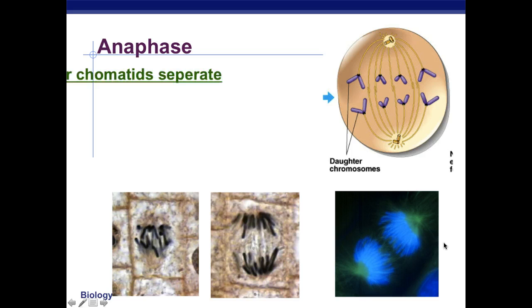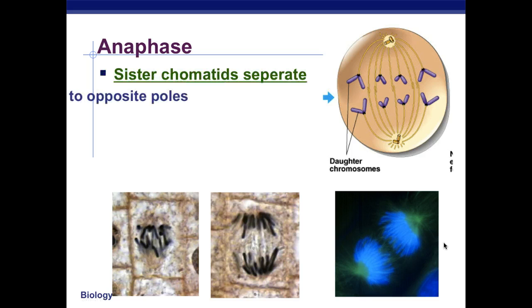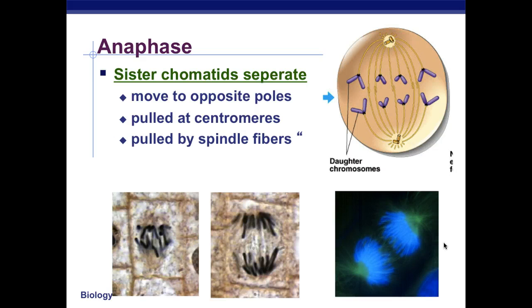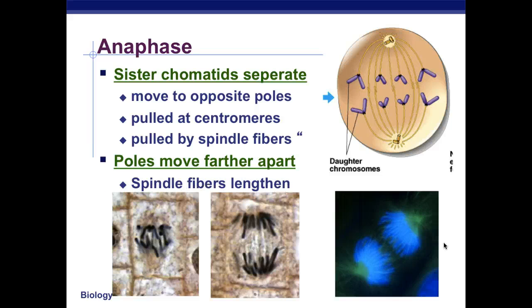In anaphase, the sister chromatids separate, so they move to the opposite poles and are pulled at the centromeres by the spindle fibers. If the spindle fibers had not connected to the centromeres and the centrioles weren't attached to the spindle fibers, the sister chromatids would be stuck at the metaphase plate. So they begin to move, they're getting pulled, and the poles move farther apart, so the spindle fibers lengthen.